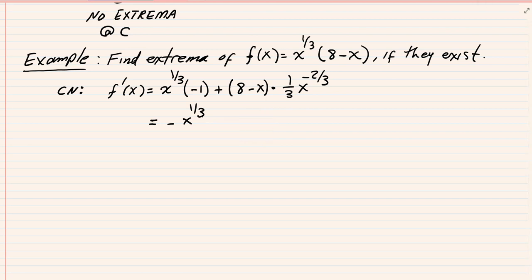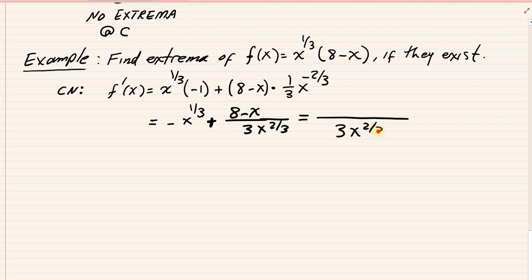Okay, so let me clean this up again. This is going to be plus 8 minus x divided by 3, and then we're going to move x to 2/3 to the bottom. Okay, and then we need to combine these two now. The LCD, of course, is 3x to 2/3, right? So I'm going to multiply top and bottom of the first fraction by x to 1/3. We're going to multiply top and bottom by x to 2/3 so we can get the LCD, right?